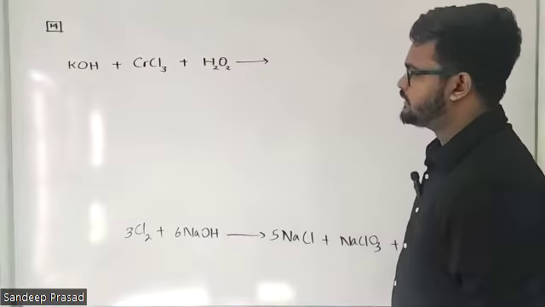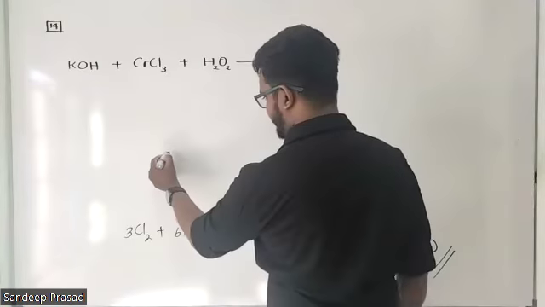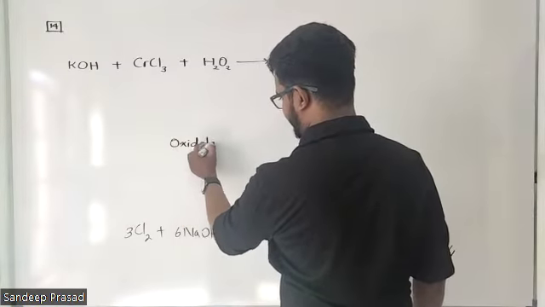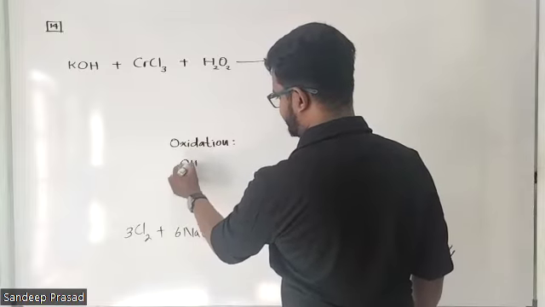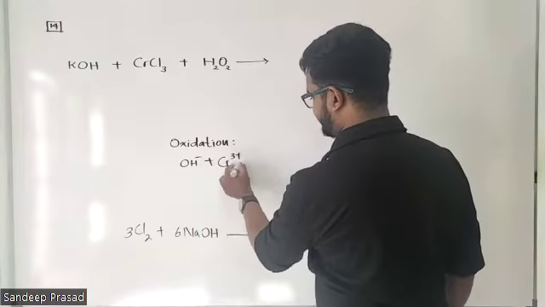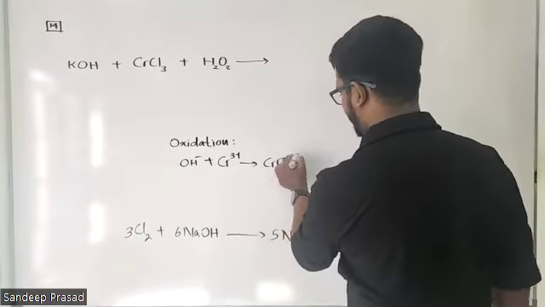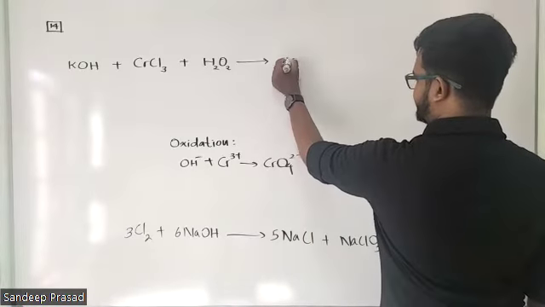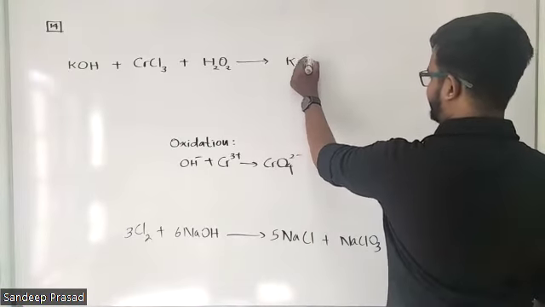Can you remember? I taught you that in the basic medium, under the oxidation half reactions, Cr3+ is going to convert into CrO4 2-. Then CrO4 2- is the major product, but we have to neutralize that by connecting to potassium, then K2CrO4.